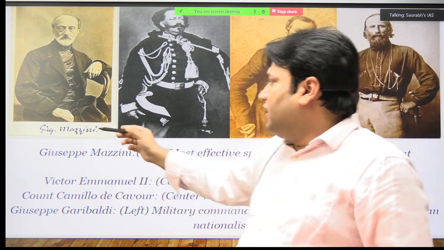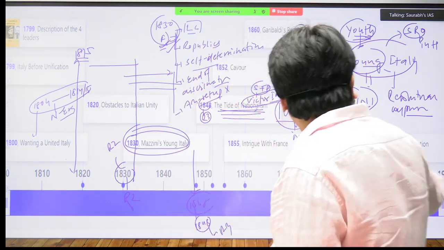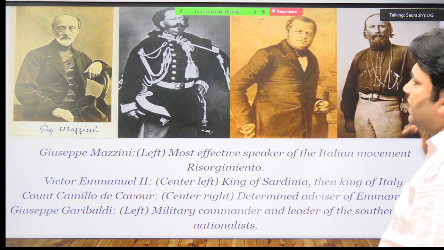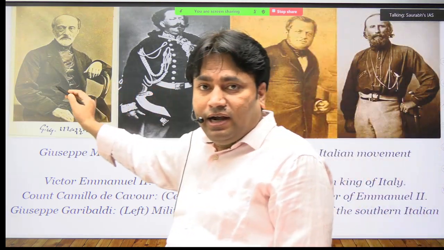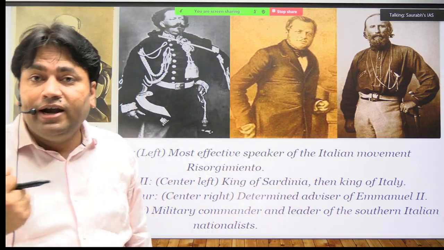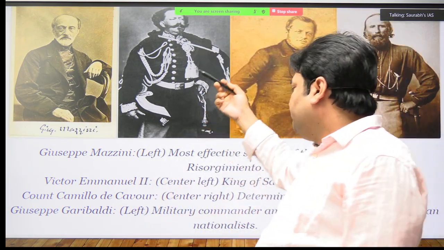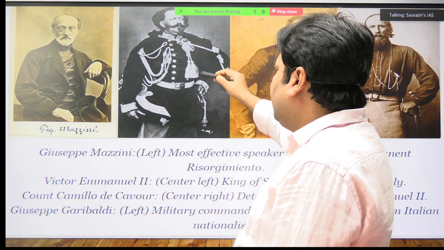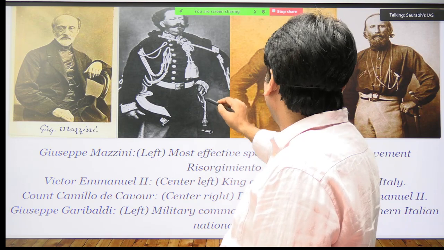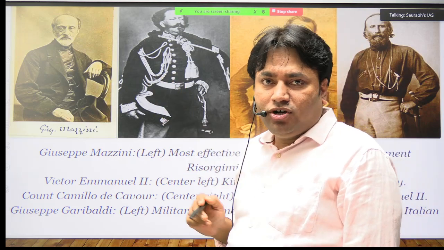On the left you see this is Mazzini. About him we have discussed that he was the founder of Young Italy. He was a revolutionary. He was promoting revolutionary ideas. Now the second person here, this is Victor Emmanuel II. He was the ruler of Sardinia Piedmont state. So Victor Emmanuel II was the ruler of Sardinia Piedmont state.